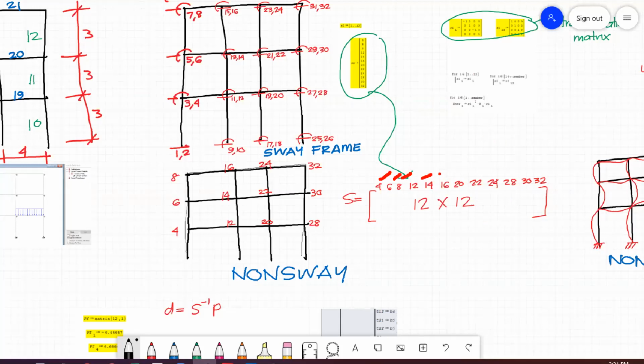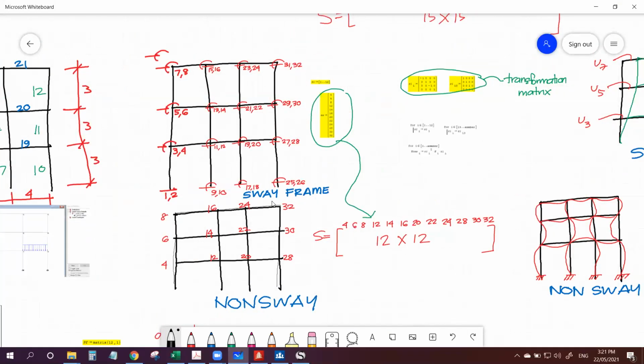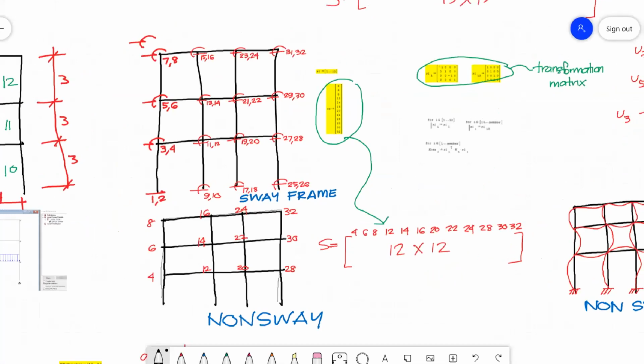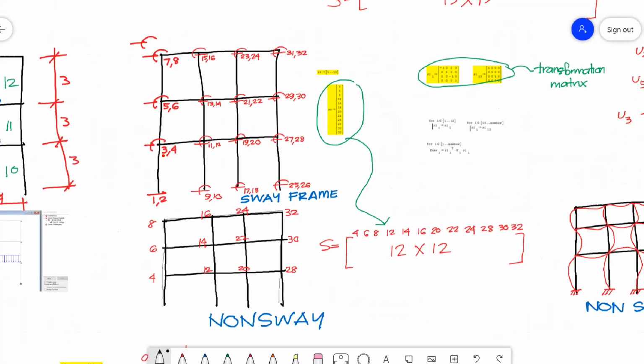Unlike with sway, the unknowns will be much larger, no? Much, because we will also consider 3, 4, 5, 6, 7, 8, 11, 12, 13, 14, 15, 16, 19, 20, and so on and so forth until 31, 32. Okay.